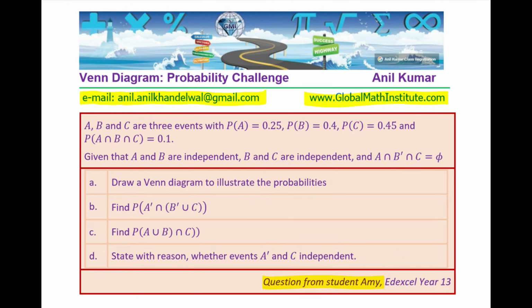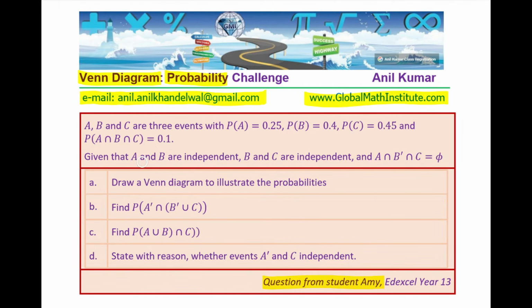The question here is based on Venn diagrams and probability. We are actually talking about conditional probability. The question is: A, B, and C are three events with probability of A equals 0.25, probability of B equals 0.4, probability of C equals 0.45, and probability of intersection of A, B, and C is 0.1.